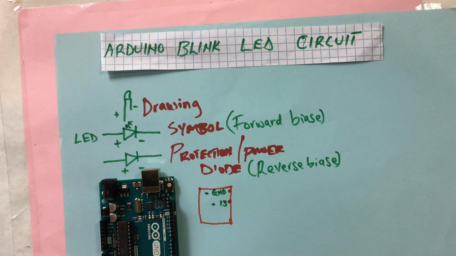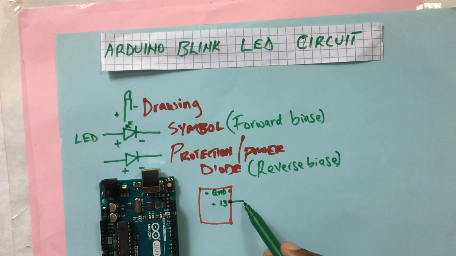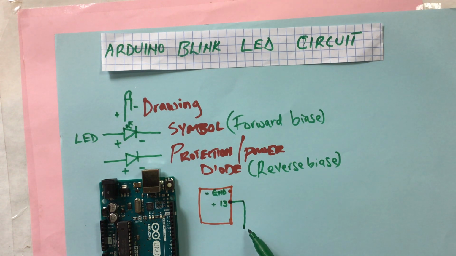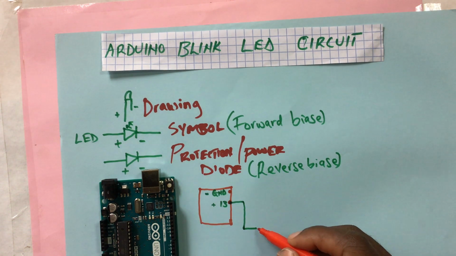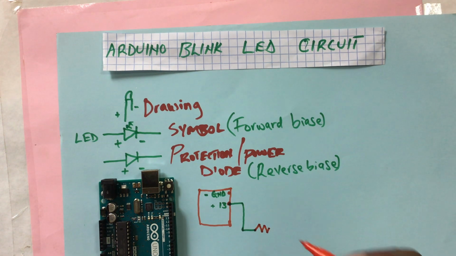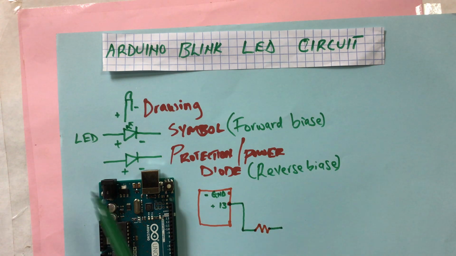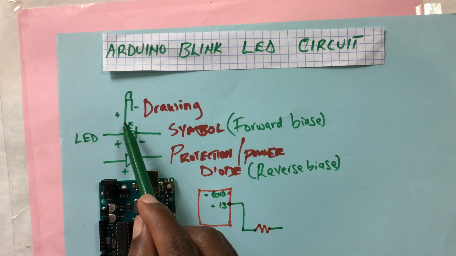The next part we want. The power will come from here. After coming from there, the current will pass through a resistor first. Remember, we said we always use a resistor so that we don't blow up our LED. So after passing through a resistor, it will now head directly to the long side of our LED, to the long pin, which is the positive pin.